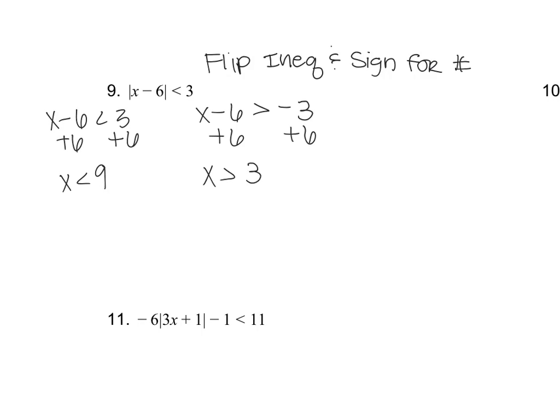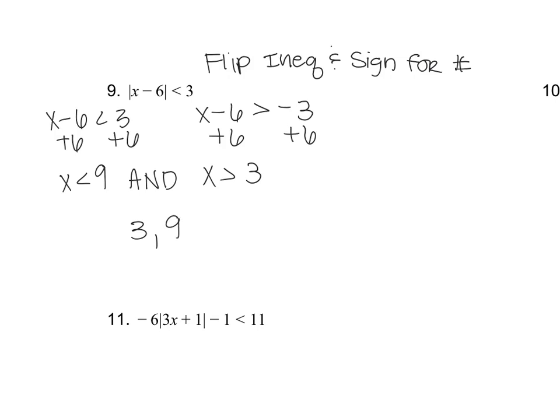Now we have to figure out, is this an and or an or compound inequality? We can tell based on the fact that our original inequality was a less than, so it should be an and, but I can also test it by reading it. Can I pick a number that is less than 9 and greater than 3? The answer is yes: 4, 5, 6, 7, 8. Those are all less than 9 and greater than 3. So I write one interval. The left side is the smaller number, which is 3, comma, and then the right side is the bigger number, which is 9.